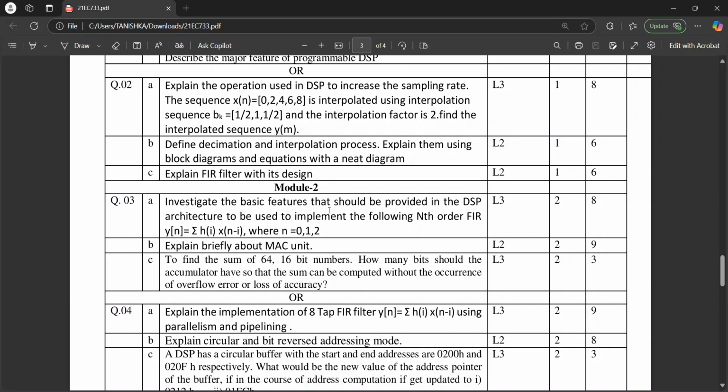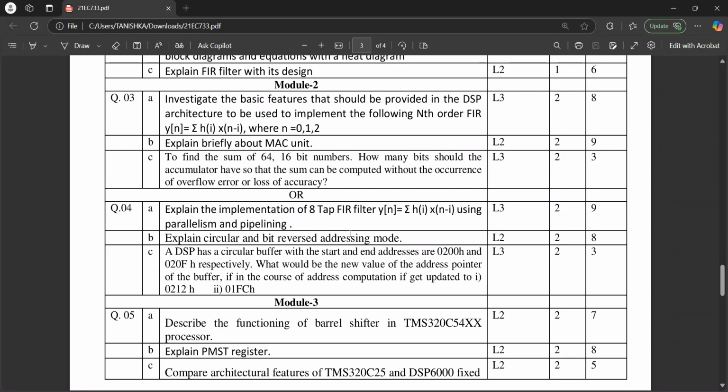In module 2, investigate the basic features. This question was also important. This question is also important because this is also repeated in model question paper 1. Then explain briefly about the MAC unit, that is multiply and accumulate unit, and this question was also repeated. Then this question is also repeated, 8 tap FIR filter.